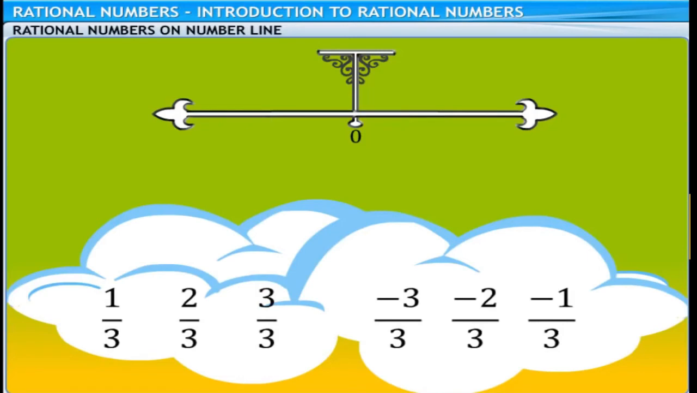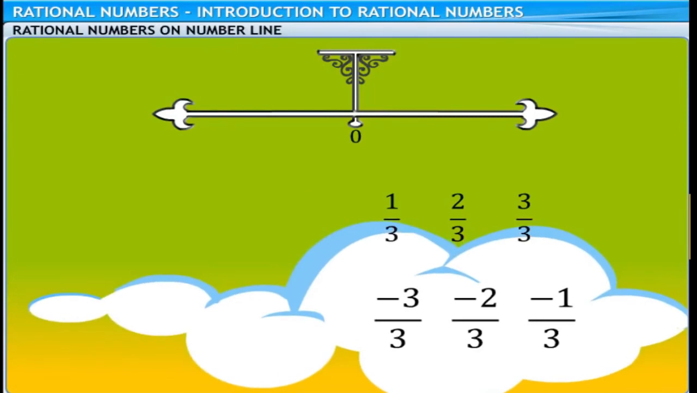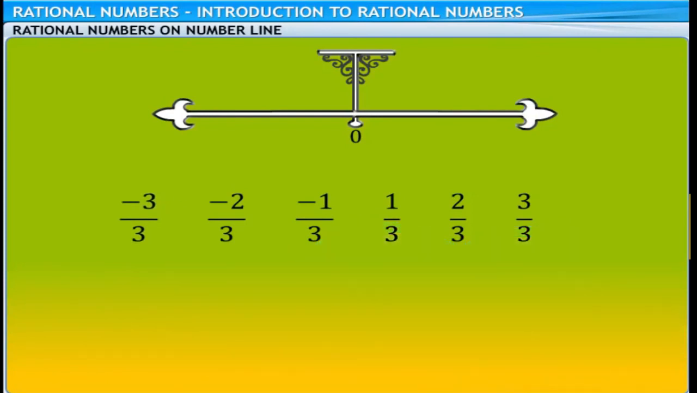We can also represent rational numbers on the number line. Just like positive integers, positive rational numbers are also represented to the right of 0. Negative rational numbers, like negative integers, are represented to the left of 0. Now, 1 divided by 3 is 1/3 the distance from 0 to 1. So we divide the distance from 0 to 1 into 3 equal parts. The first mark from 0 represents the rational number 1 divided by 3.